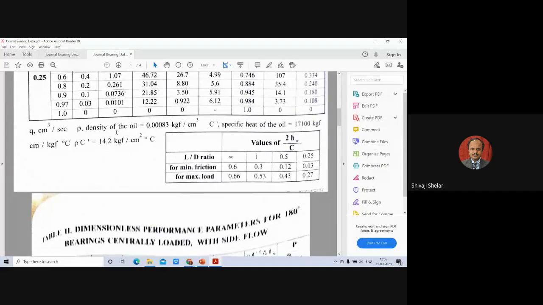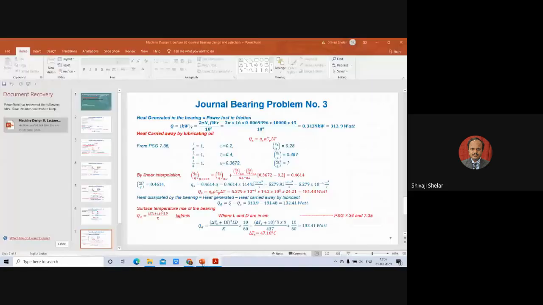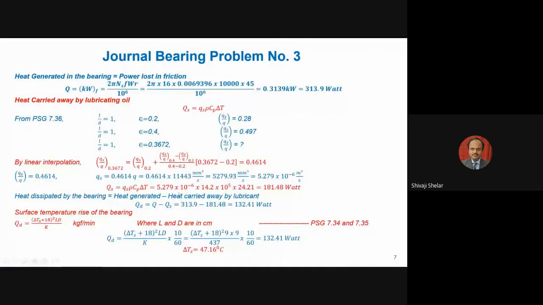If you want to convert into Newton per meter square, centimeter square will become a 10⁴ multiplier, and kgf will be converted into Newton by multiplying by 10. So this value will be 14.2 into 10⁵. So we are putting this in the design calculation here. This value I have taken in meter cube per second.